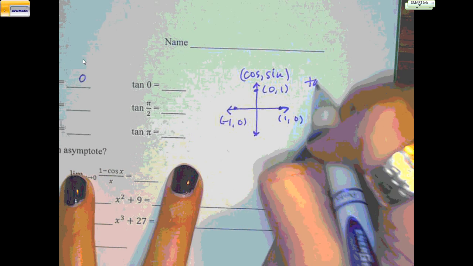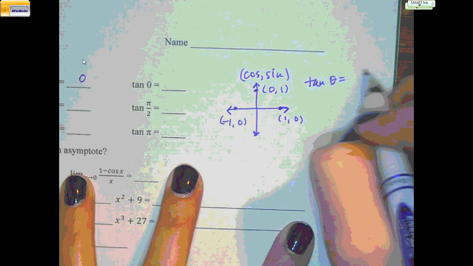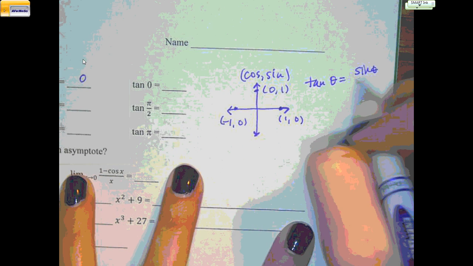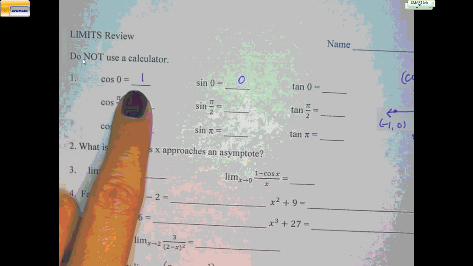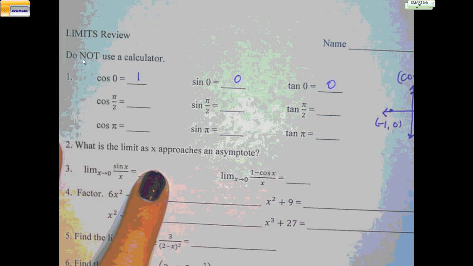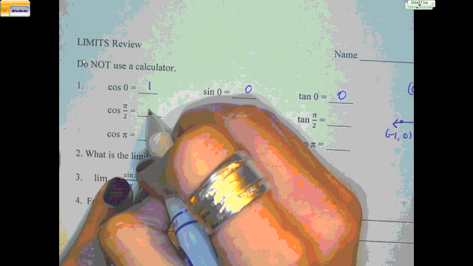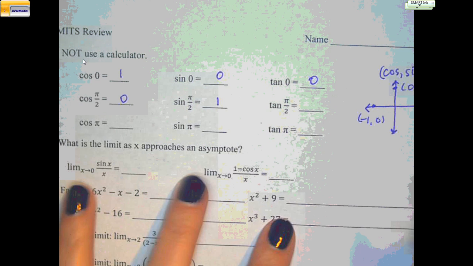Tangent, some of you still are unsure of. Tangent is sine over cosine. So in this case, it would be 0 divided by 1, which is 0. Next, pi over 2. That's 90 degrees. Cosine comma sine, so 0 comma 1. 0 is cosine, sine is 1. Tangent, 1 over 0 is undefined. That's where you're going to find an asymptote. Good job.